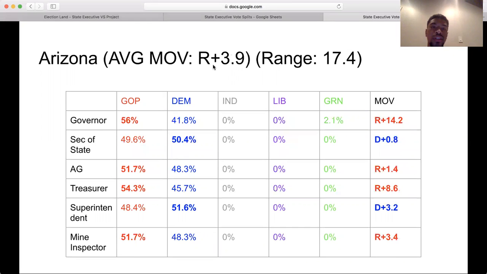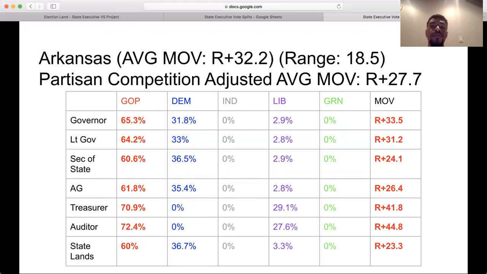And then I used data here. As you can see, I calculated on each slide the average margin of victory and then the range of the margins of victory. So for example, Democrats won by 3.2, Republicans won by 14.2. That equals 17.4. They are added together, not subtracted, because you have Democrats and Republicans in this race. But for example, in a state like Arkansas, you would have a range of 18.5, and you would just subtract the maximum and the minimum margin of victory.